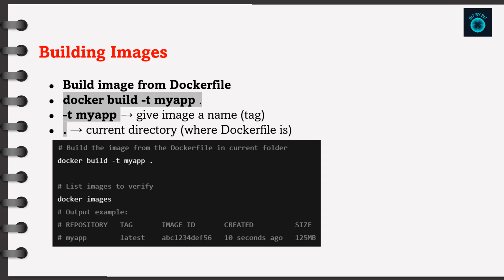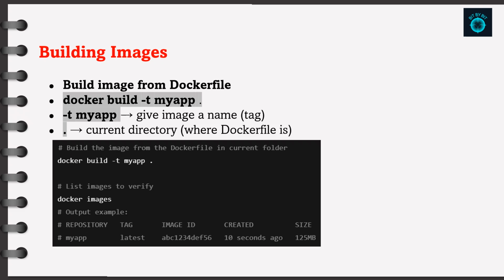Building images. Once you have written a Dockerfile, the next step is to build the image. The command is docker build -t myapp . Let's break it down. docker build tells Docker to create a new image based on the instructions in the Dockerfile. The option -t myapp gives the image a tag or name. In this case, we call it myapp. You can choose any name you like.